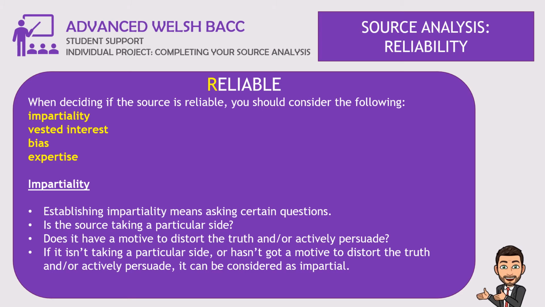So impartiality, the kind of questions you need to ask yourself is: is the source taking a particular side? Does it have a motive to distort the truth and actively persuade? If it isn't taking a particular side or hasn't got a motive to distort the truth, it can be considered impartial and therefore reliable.